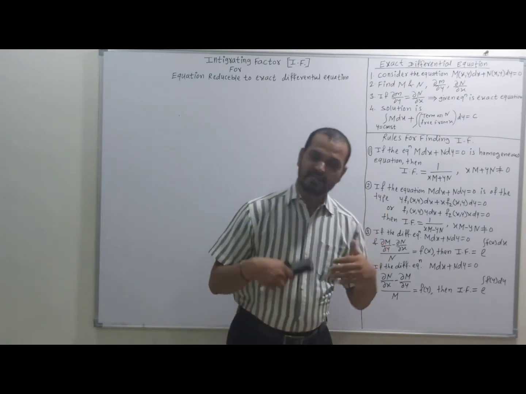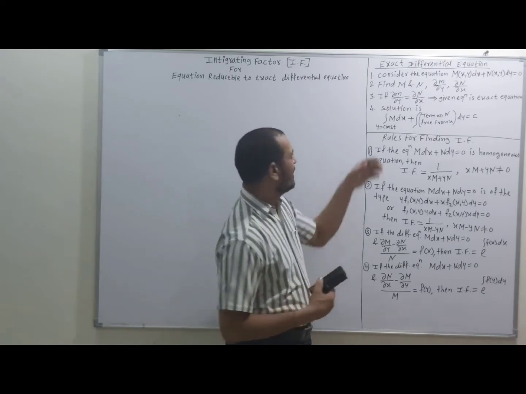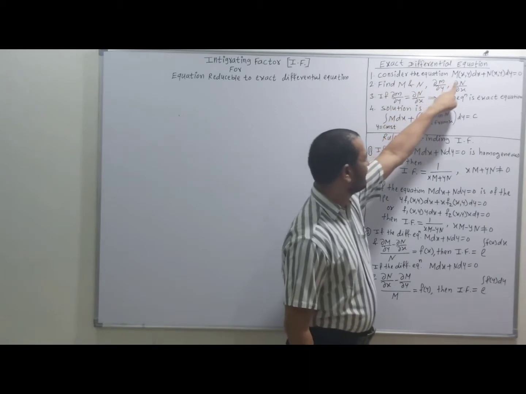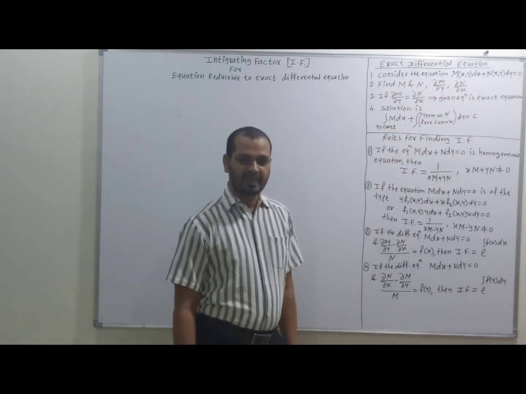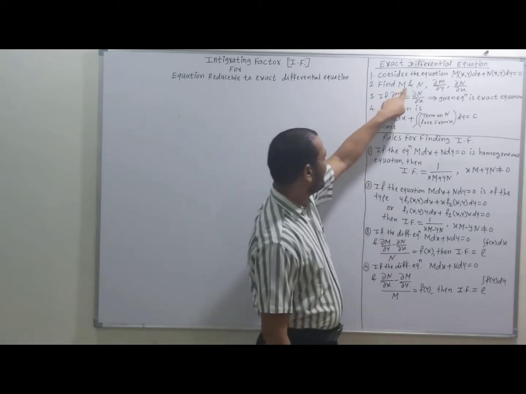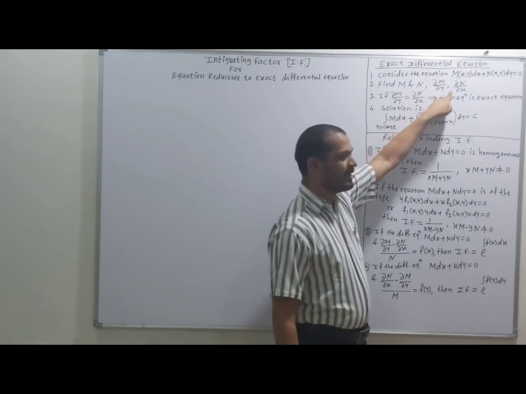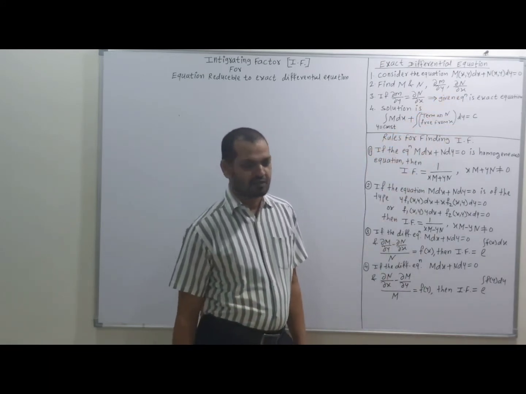Friends, we can easily solve any example by exact differential equation with the help of these four steps. The first step is to write down the given equation in terms of M dx plus N dy. This is the standard form for an exact equation. Then find the values of M and N, and find the partial derivative of M with respect to y and of N with respect to x. So this is the second step for solving the exact differential equation.